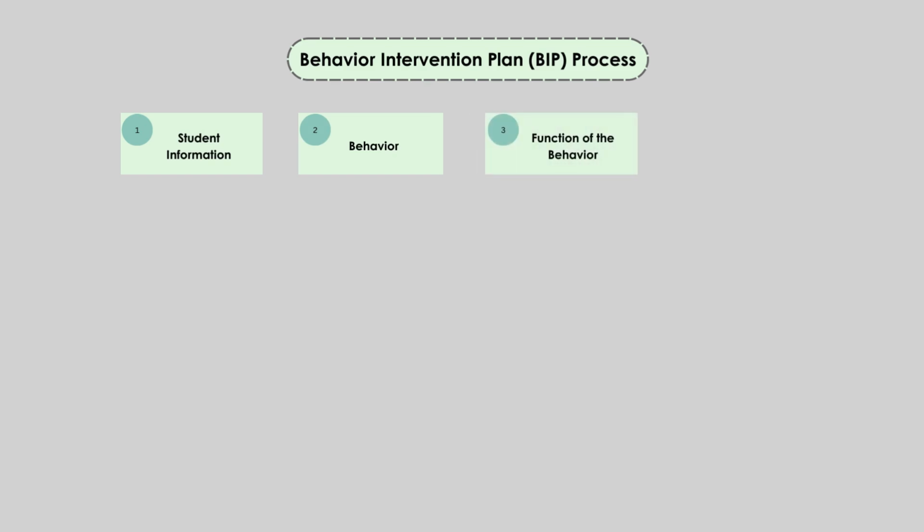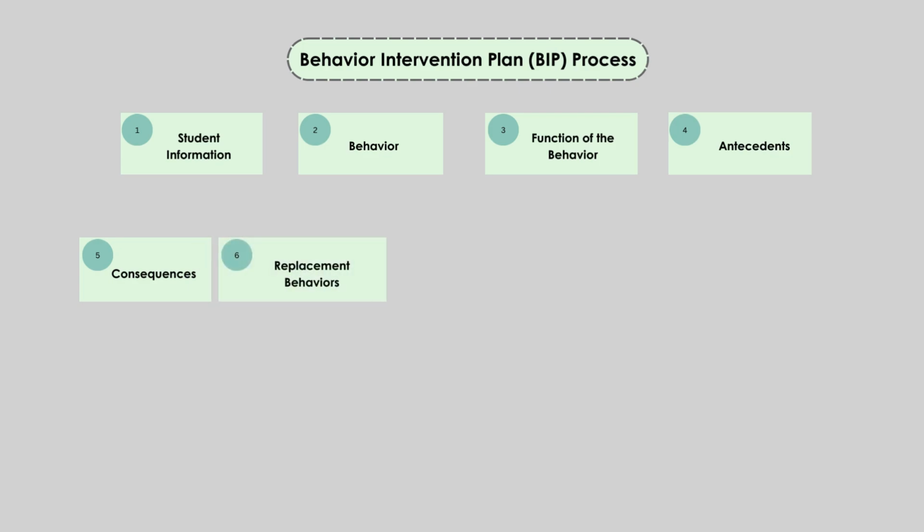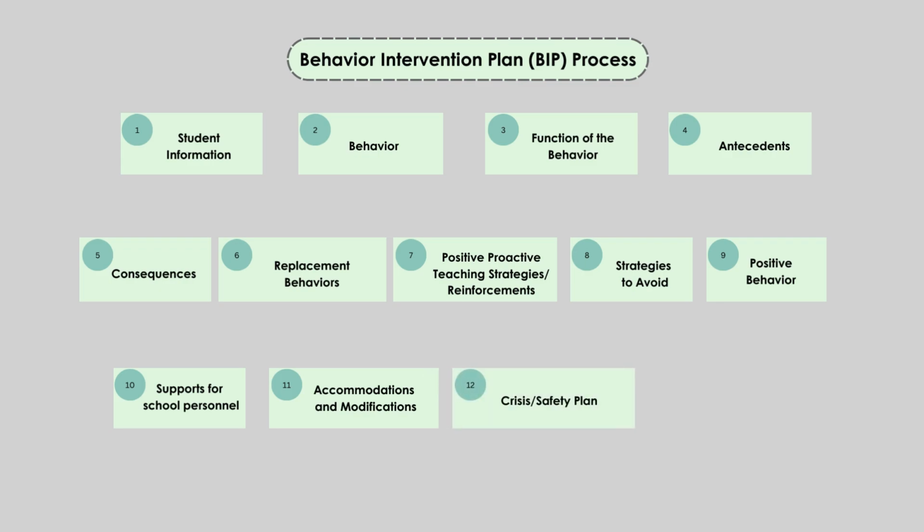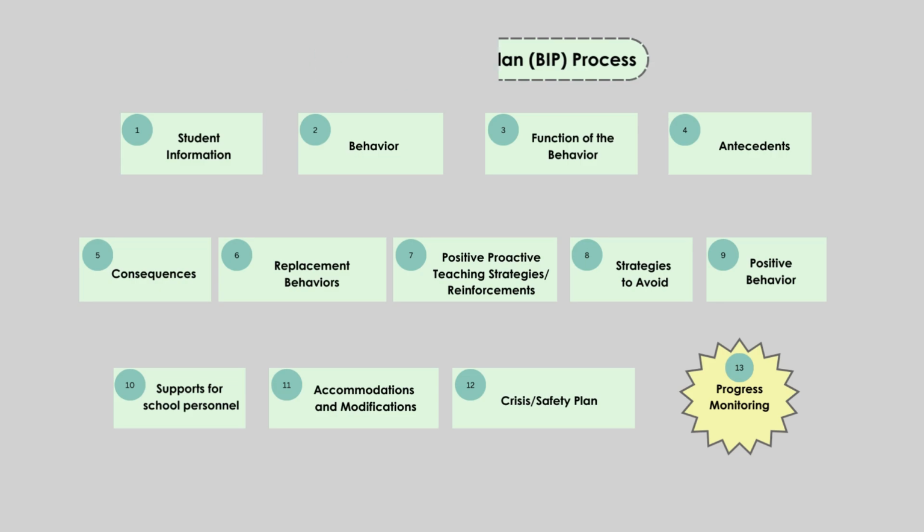The BIP process overview. Begin with student information, then the behavior. Next, the function of the behavior, followed by the antecedents or trigger. Next are the consequences, then replacement behavior. Next, positive proactive teaching strategies and reinforcements. Next up is strategies to avoid, followed by positive behavior. Then explore supports for school personnel, followed by accommodations and modifications for the child. Explore if a crisis or safety plan is needed. Finally, progress monitoring. Let's explore each step a little further.